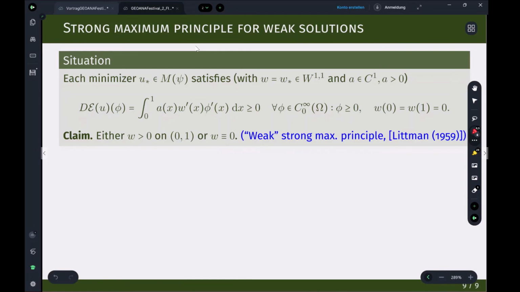And so one needs here a strong maximum principle. This would be the statement of the strong maximum principle for weak solutions, as I already told you. And actually such a strong maximum principle is known, or was studied by Littmann in 1959. However, the problem there is that one has to require more regularity for those coefficients. We have only less regularity than required there for the coefficients.